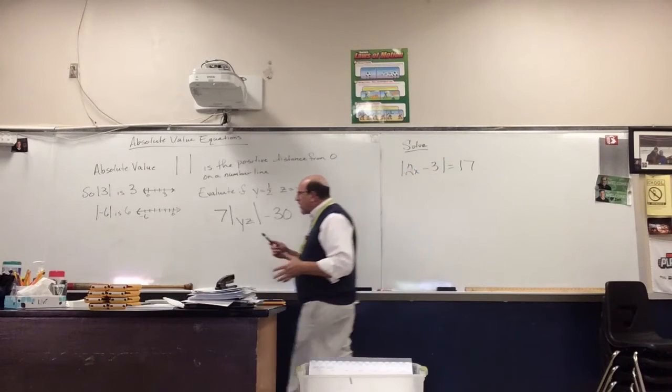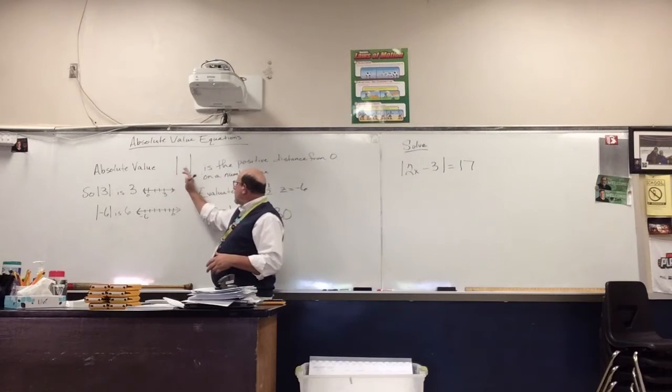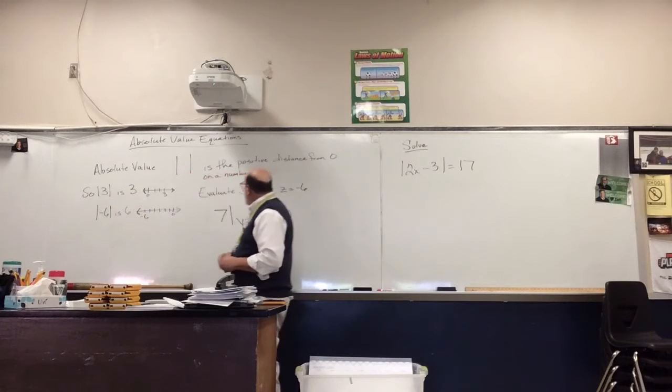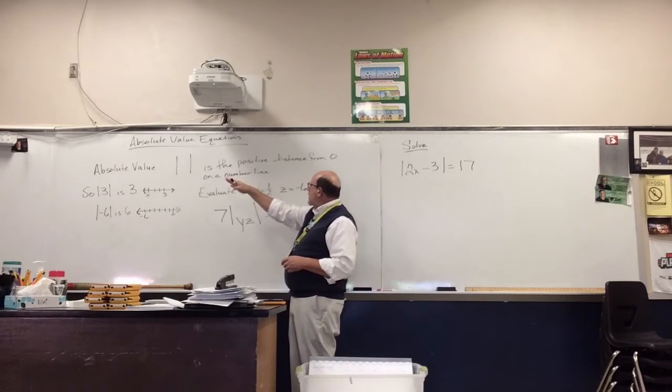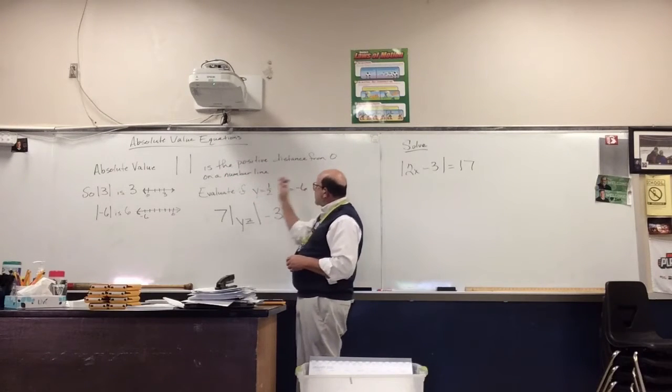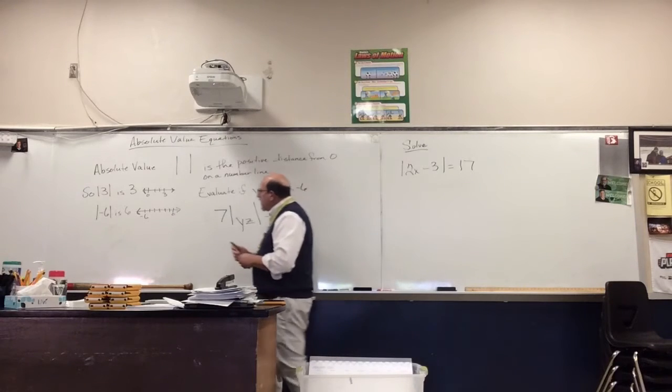Absolute value, you guys should already know. It's a very simple symbol. Absolute value. It's those goalposts that are on either side of a number. They say that the absolute value of a number is the positive distance from zero of that number on a number line. So I'm going to show you an example.